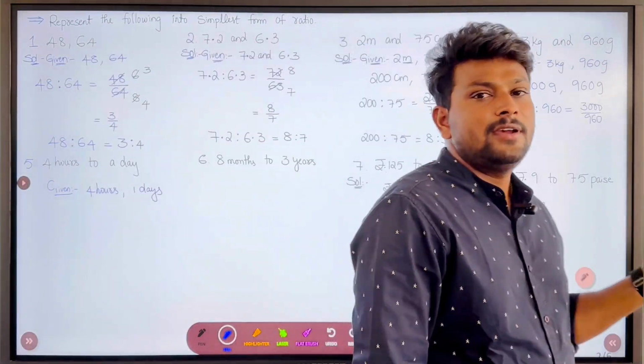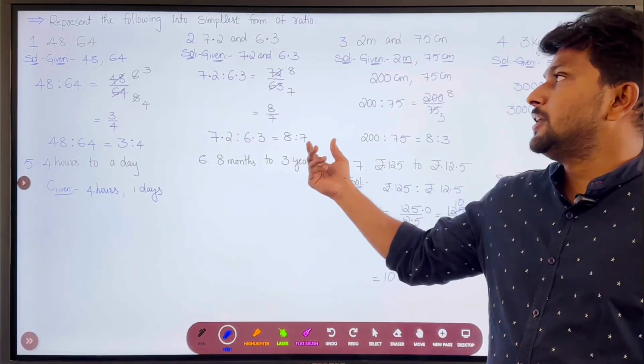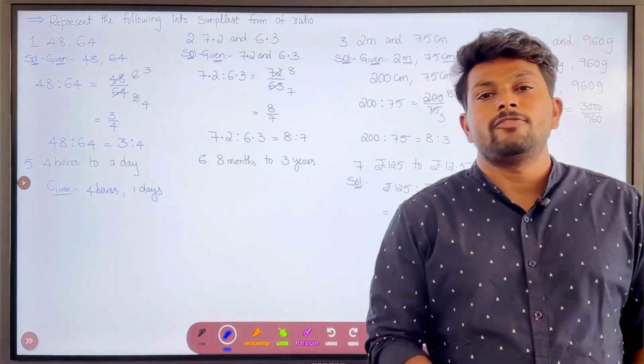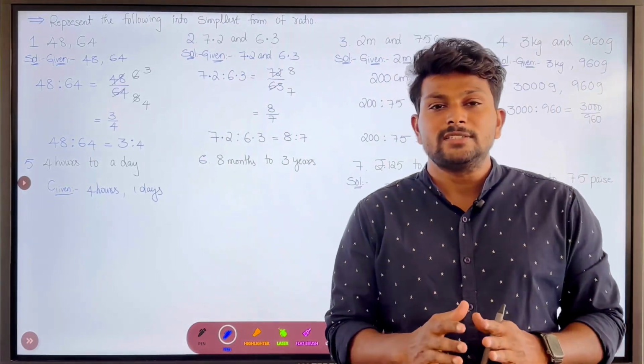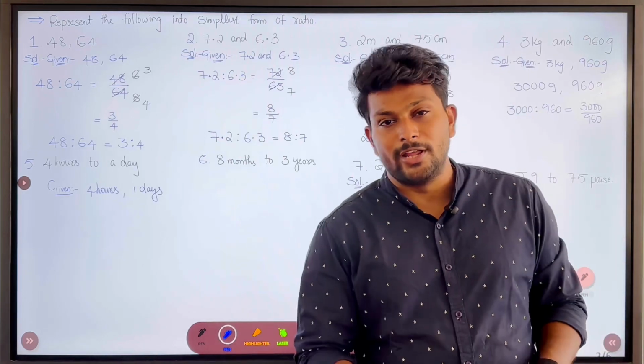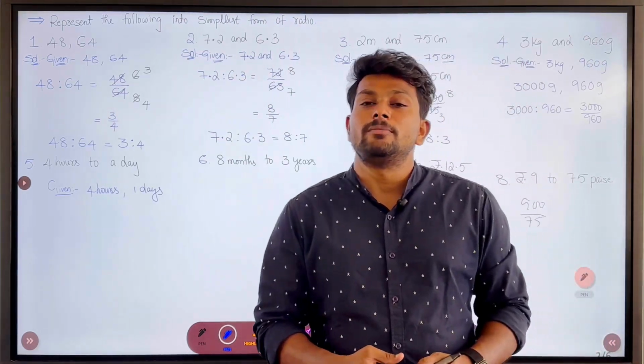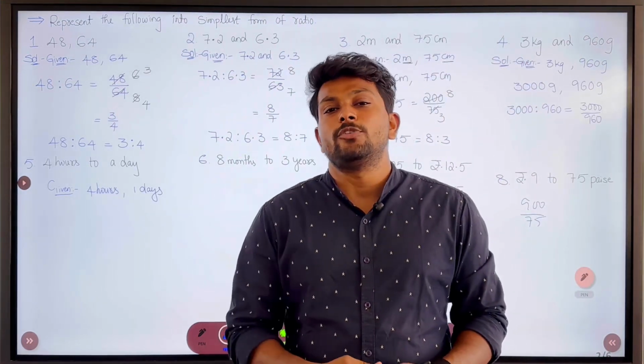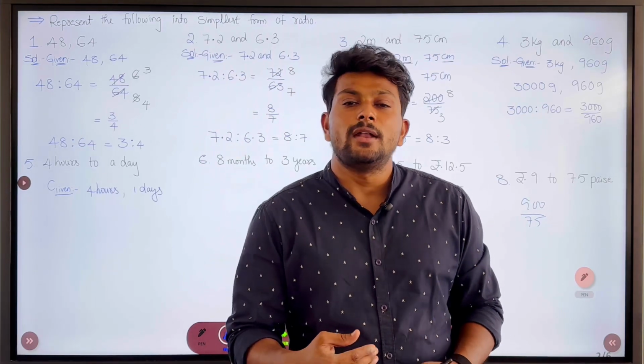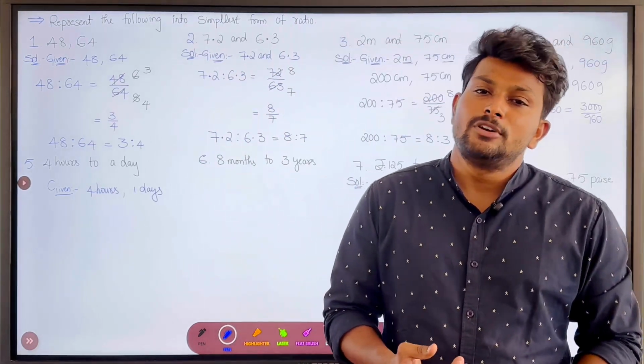This is the way we will convert the given terms into the simplest form of ratio. If we don't have the same type of units, uniform units, then convert them into the same type of units and next find the ratio.